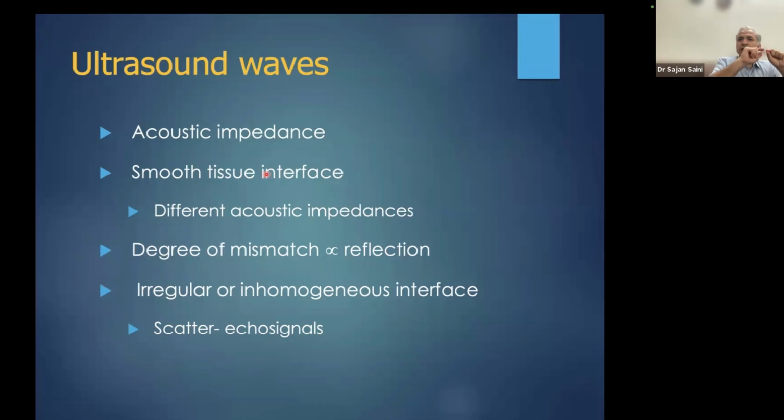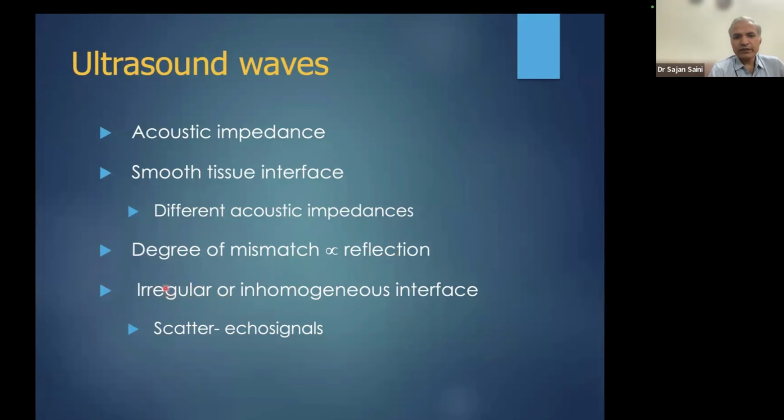Generally, body tissues are not absolutely smooth. If they were absolutely smooth, the majority of waves would get either transmitted or reflected. But as the interface between the two tissues is a little rough, the majority of them get either transmitted or scattered. Some will get reflected. The larger the degree of mismatch, the larger the scatter or reflection. And the lesser the degree of mismatch, the more the transmission, the lesser the reflection, and the lesser the scatter.